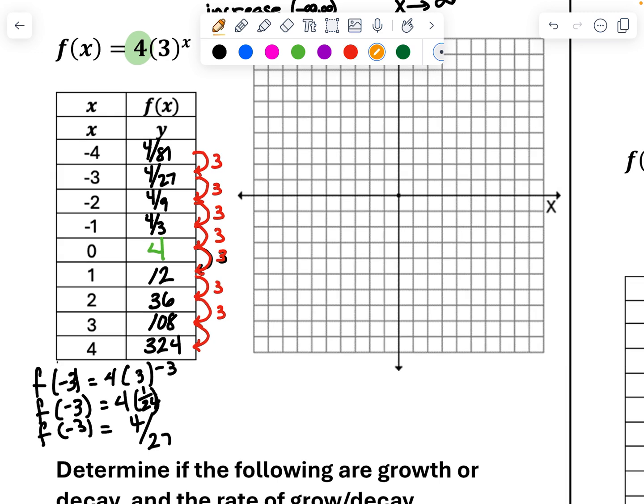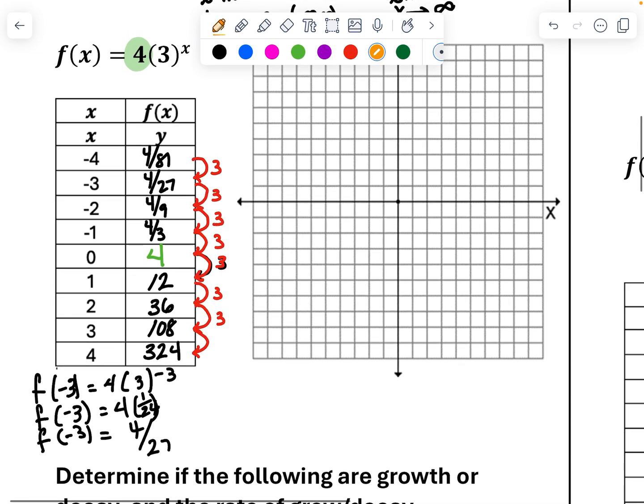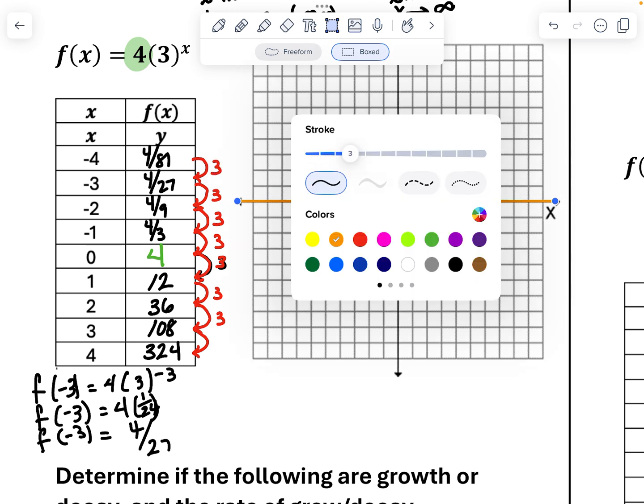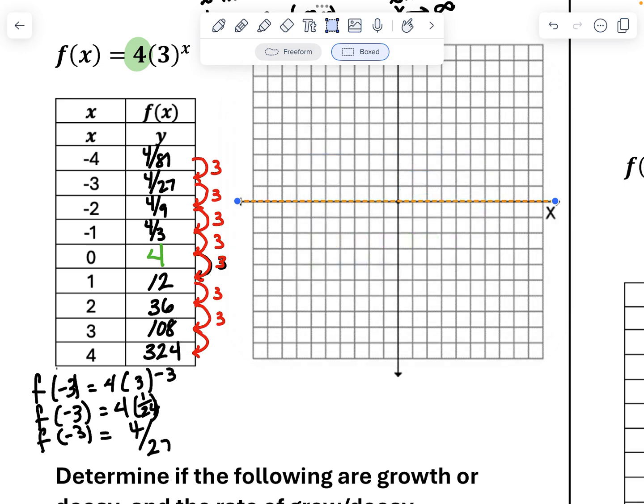Again, the horizontal asymptote, while those fractions are going to get smaller and smaller, they're never going to touch 0. They're going to be incredibly small fractions, but they will be fractions. So because they will be fractions, the horizontal asymptote is the horizontal axis, which is y equals 0. So this is the line y equals 0. Then we plot our points.